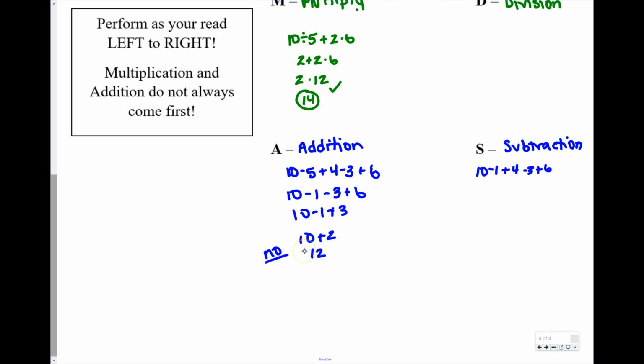Okay, don't do this. Now we're going to read left to right and do it. Start with 10 minus 1. It gives me 9. Bring everything else down. Now do 9 plus 4 to get 13. Bring everything else down. Then left to right, 13 minus 3 is 10. And then 10 plus 6 is 16. Always read left to right. That is really important. Don't just do addition first because it's addition. Left to right is the proper way to go. Okay?